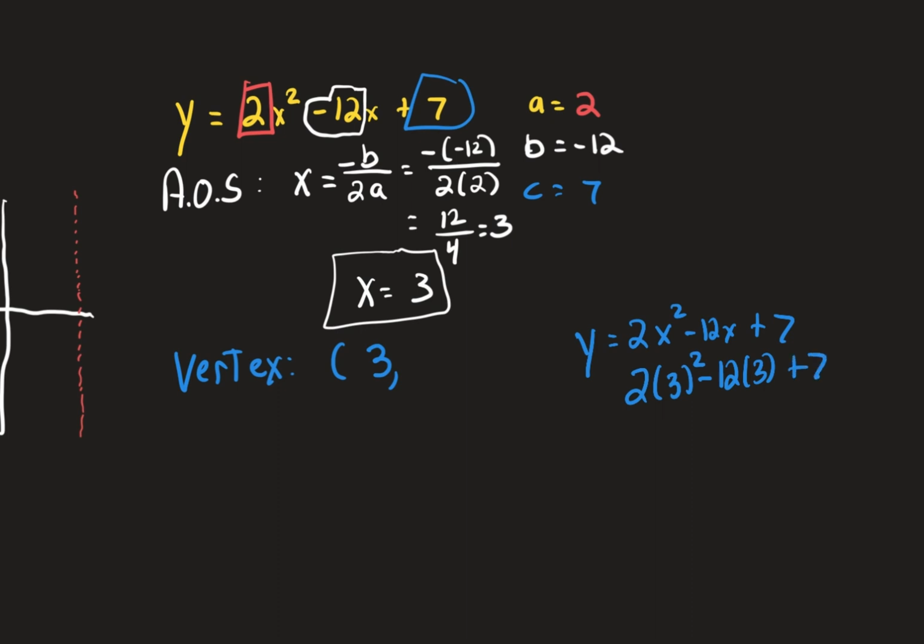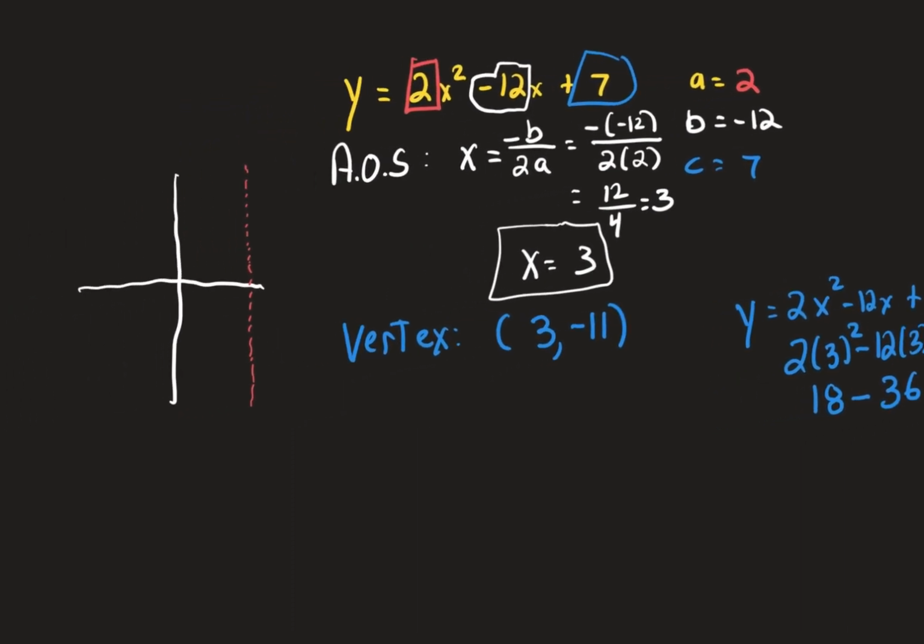Now make sure you follow order of operations. 3 squared is 9. 9 times 2 is 18. Minus 12 times 3 is 36. And you're going to add 7 to that. So we've got 18 minus 36. 18 minus 36 is negative 18. Negative 18 plus 7, so negative 11. So I've got a vertex at (3, negative 11).